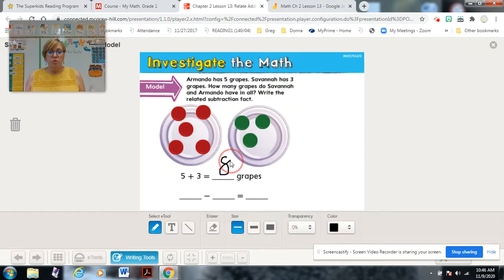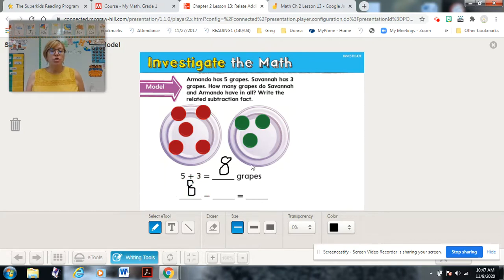Okay. So now we know our 3 numbers are 5, 3, and 8. They would like us to write a related subtraction fact. So I know I'm going to use all 3 of these numbers. One of the things I do remember about subtraction, and this is very important, is that a subtraction sentence will always begin with the largest number. So the largest number here is 8.